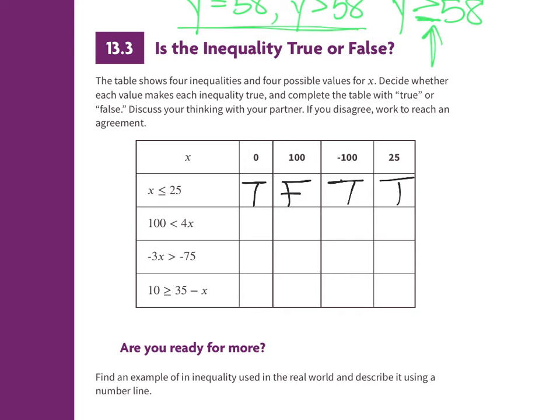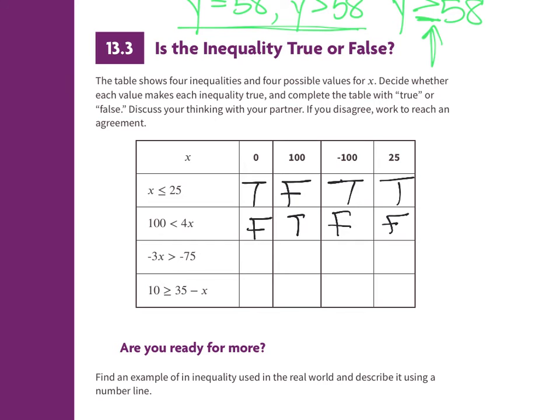Okay, now 4x means 4 times x. So 4 times 0 is 0. So is 100 less than 0? Nope, it's bigger than. 4 times 100 is 400, so is 100 less than 400? Yep. 4 times negative 100 is negative 400, so is 100 less than negative 400? Nope. And then 25. 4 times 25 is exactly 100, so is 100 less than 100? No, it's equal to. So this one's false as well. So far we have true, false, true, true, false, true, false, false.